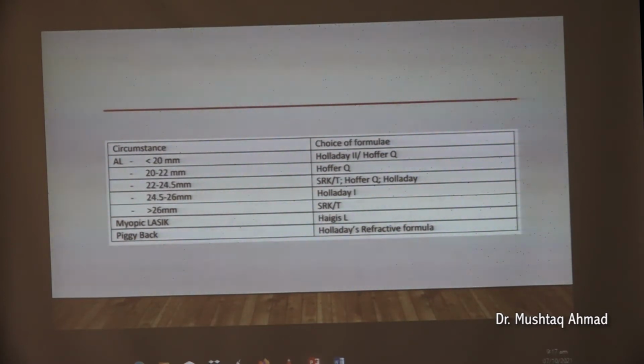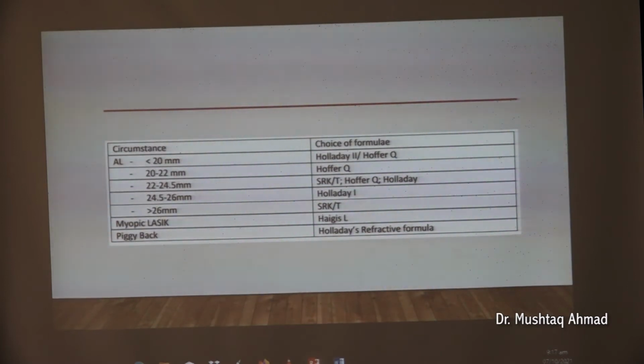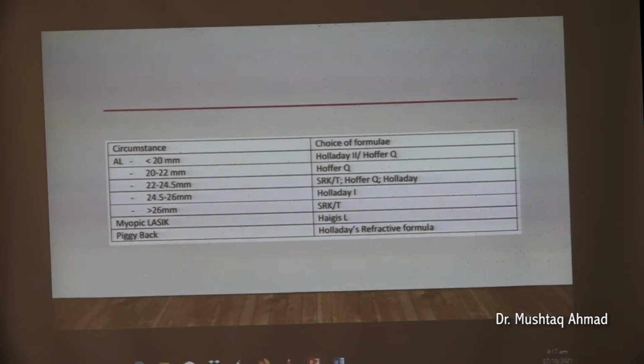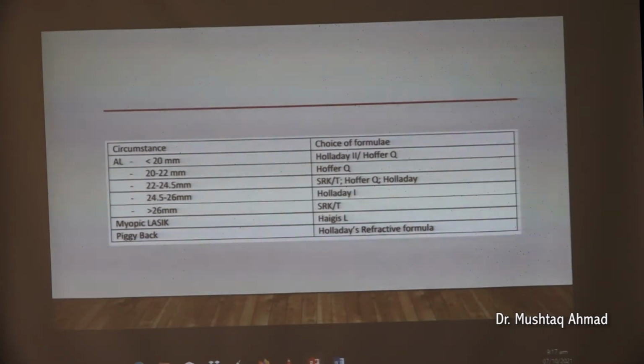For 24.5 to 26, then Holladay. And in myopic LASIK cases, Haigis-L and Barrett True-K, and Holladay are refractive formulae. With a refractive formula, you exactly calculate the refractive error, and then calculate the intraocular lens power.